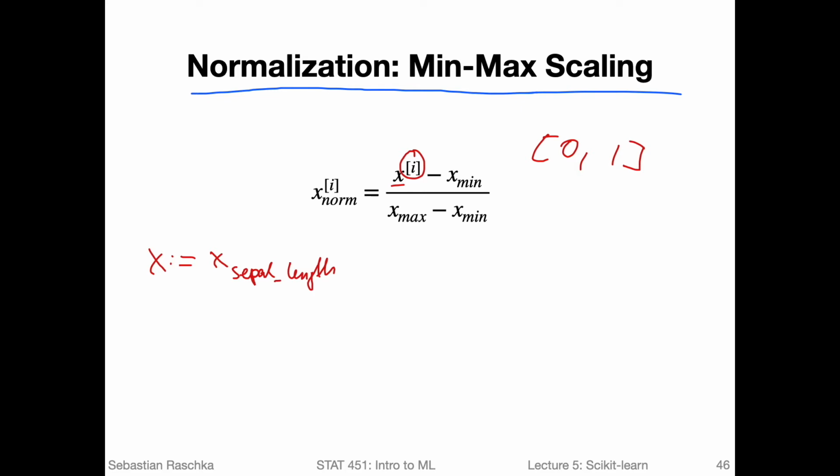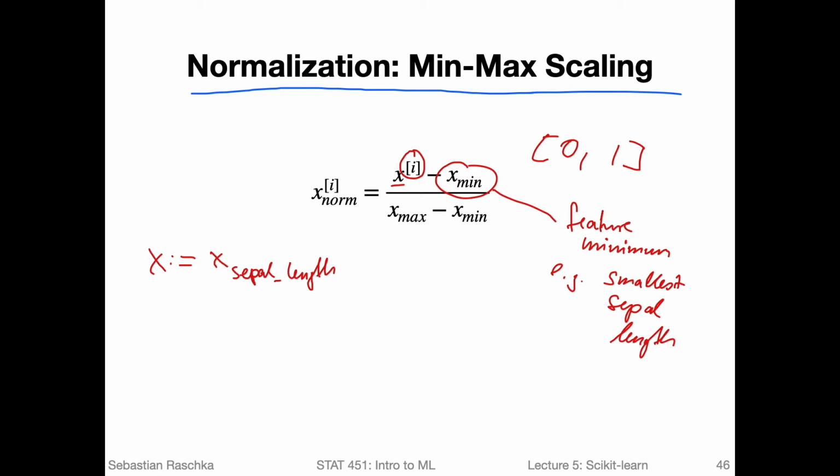So i is the index over the training examples, and then we subtract the feature minimum value. So it's the smallest sepal length, for example, in our data set. And then we also here use the maximum feature value. So it's the largest feature value in our dataset. So we essentially, for each value in the feature column in our training set, we subtract the x min, the minimum feature value, and then divide by x max minus x min, and then we get the normalized feature value.